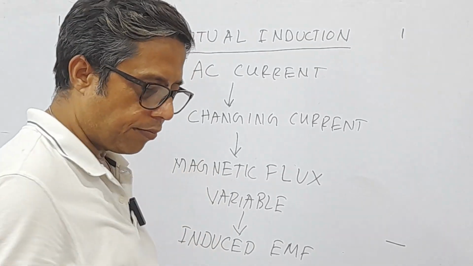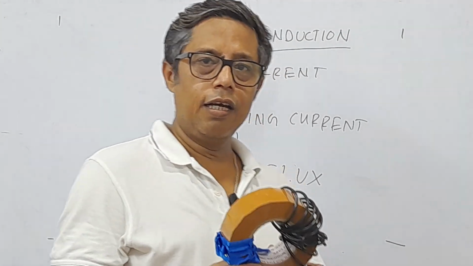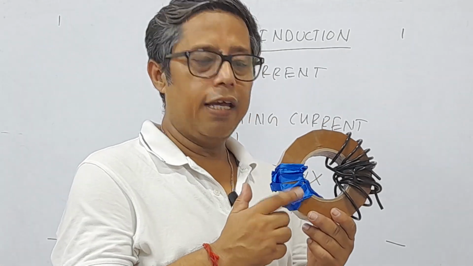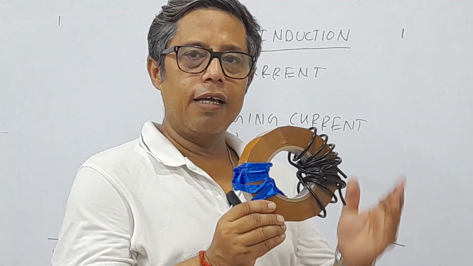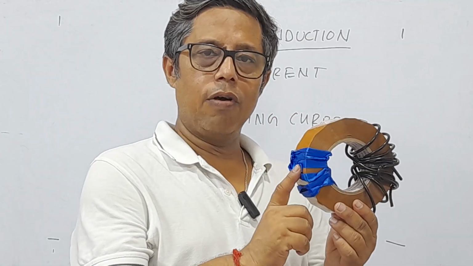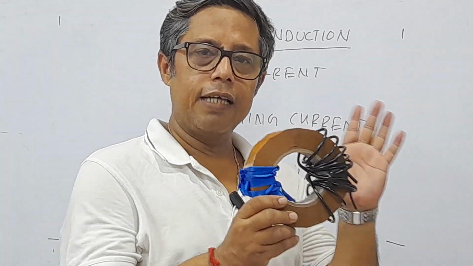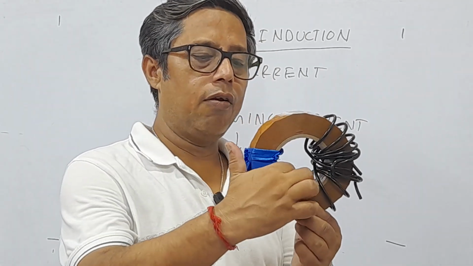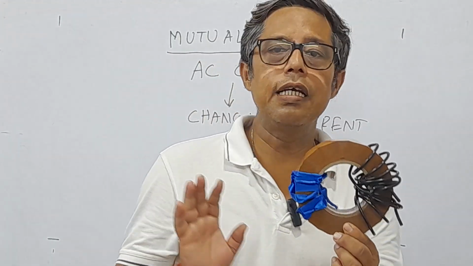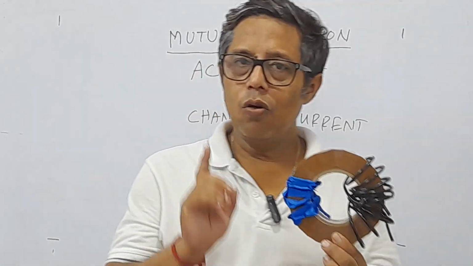Let's say this is the setup of a transformer. This blue wire is the primary coil and this black wire is the secondary coil, and if you see, they are not connected. There is no physical connection between the primary and secondary coil.